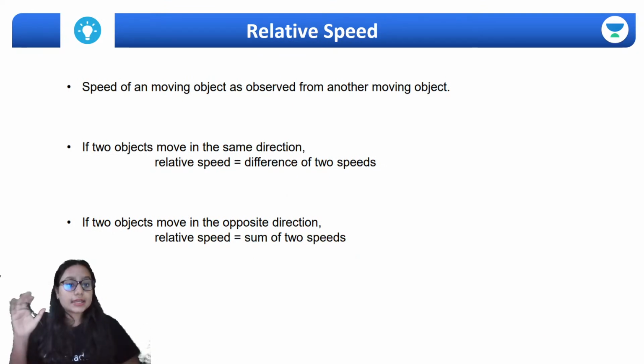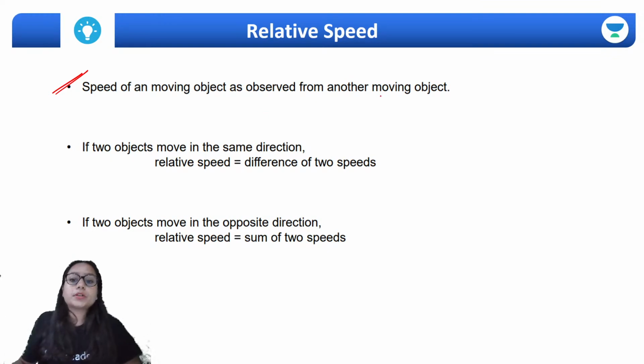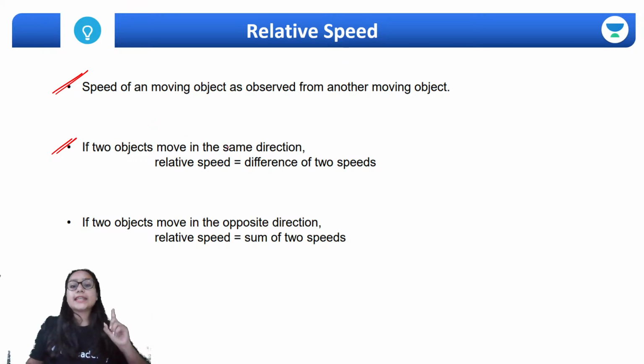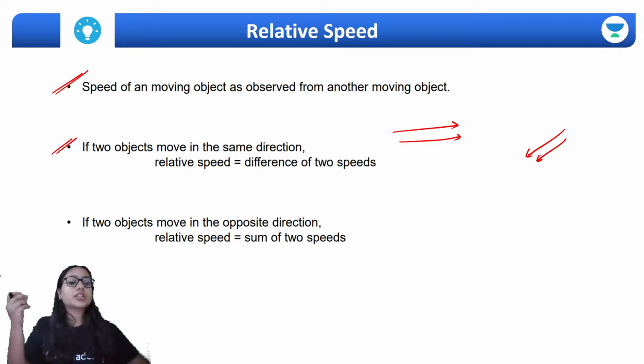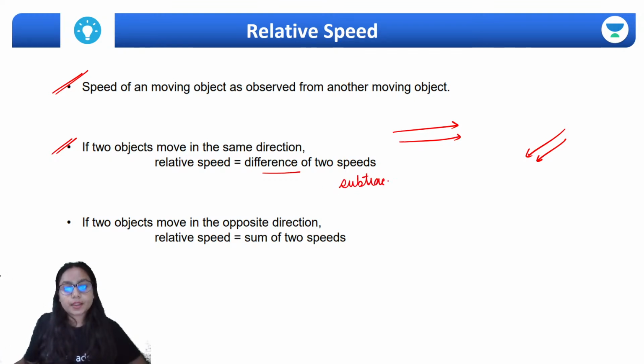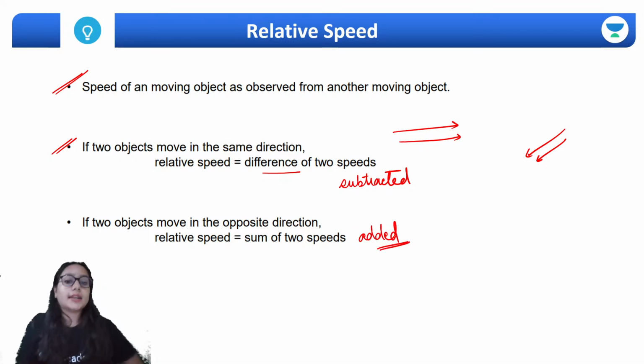Let us discuss relative speed now. This also we had discussed yesterday, but we are going to just revise it. Relative speed is the speed of a moving object as observed from another moving object. If two objects move in the same direction, then the relative speed is the difference of the two speeds. Hence, the speeds are subtracted in this case. But when two objects move in opposite directions, the relative speed is the sum of the two speeds. So in this case, the speeds of the two objects are always added.